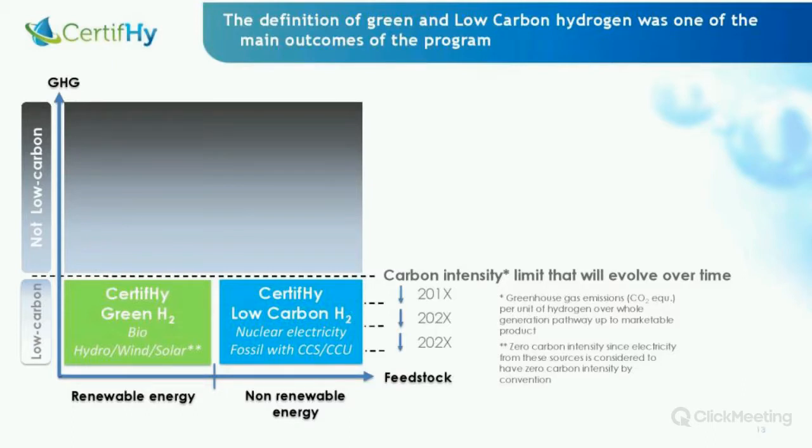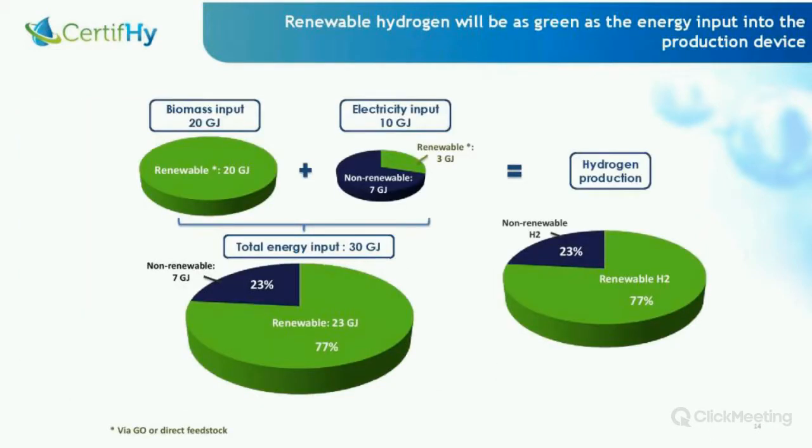We've also foreseen that over time the carbon intensity limit could be reduced. So that's something that we will have to agree upon in the future. So first of all, how will we calculate the renewable content of hydrogen production? Basically, renewable hydrogen will be as green as the energy input into the production device.